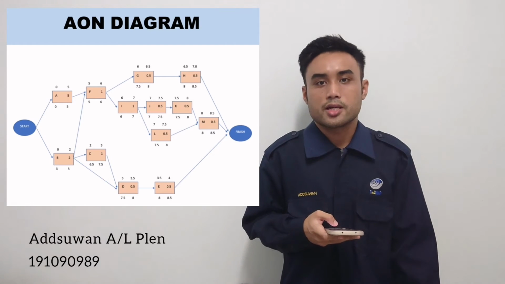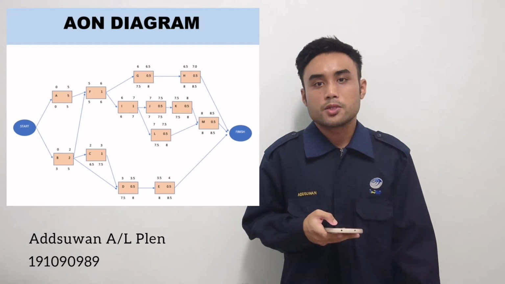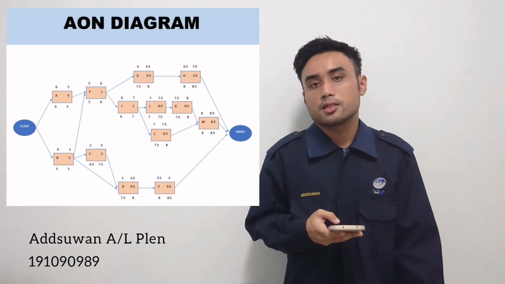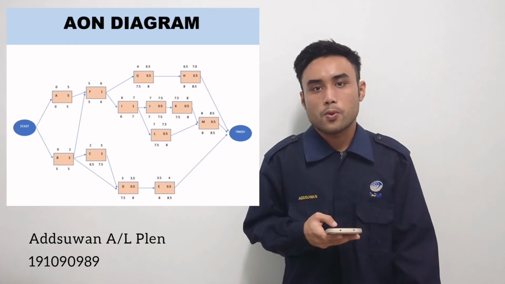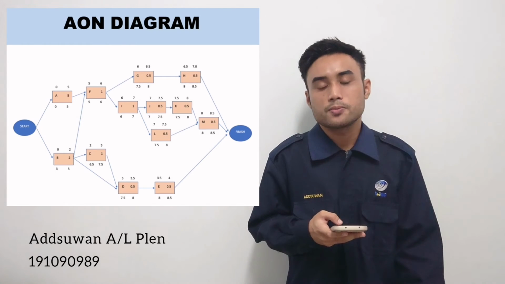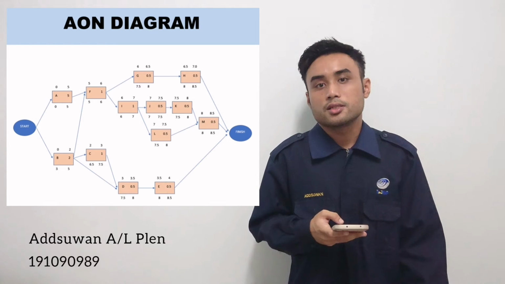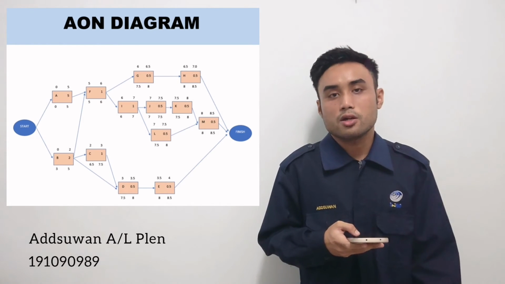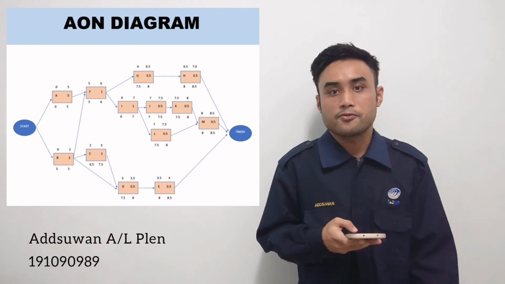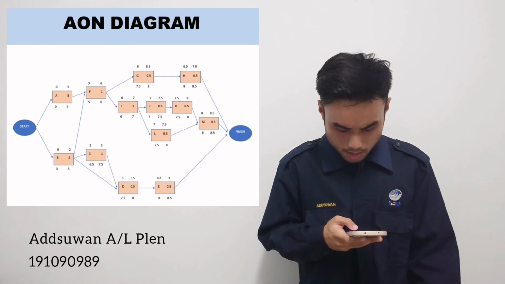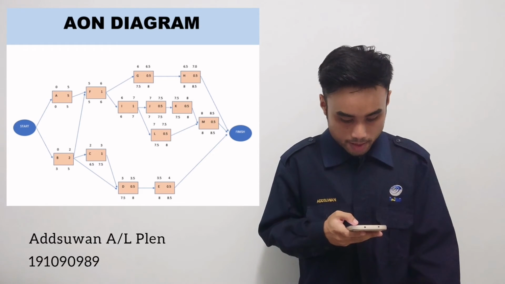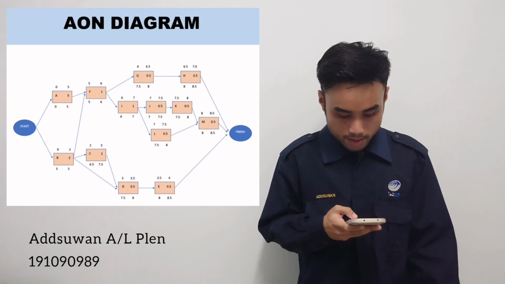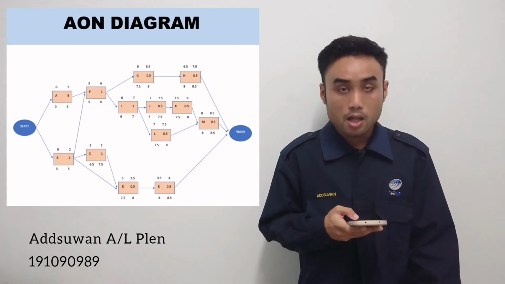For the activity on node diagram, the activity from the WBS will be placed inside the left side of the box, while the activity duration will be placed inside the right side of the box. Based on the AON diagram, the float days of an activity can be calculated as the difference between its latest start and earliest start time, or as the difference between its latest and earliest finishing time.